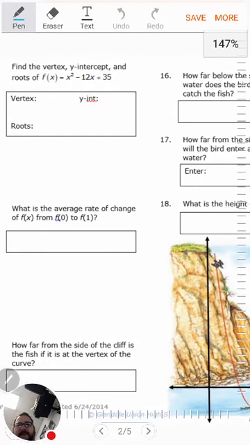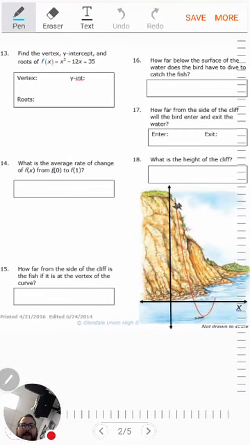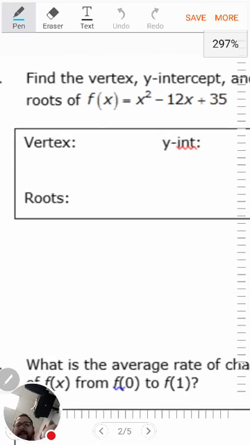All right, let's take a look at these questions. This is talking about a bird diving from a cliff, and you have to figure out some things. But they give you a quadratic equation to do that.